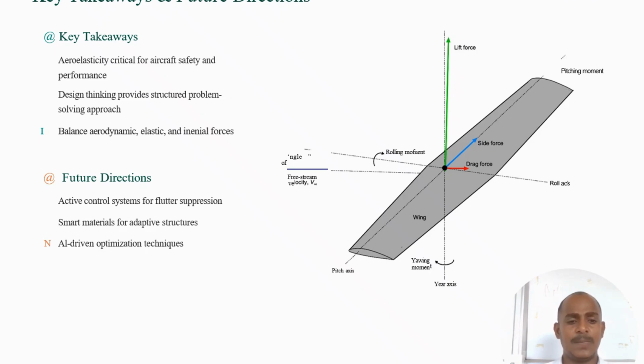For further direction, active control systems for flutter suppression and AI-driven optimization techniques can be used in aircraft to understand aeroelastic phenomena. So this is how we understand the basic aeroelastic phenomena in aircraft.